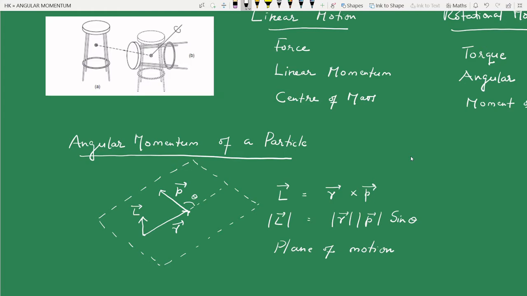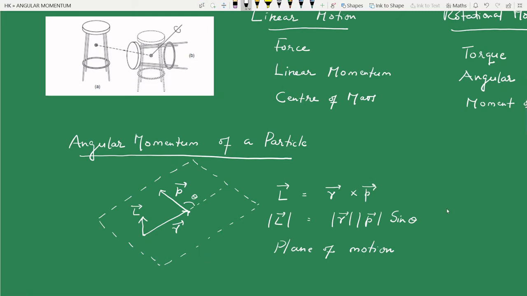So how do we fix the direction of the angular momentum vector? Because if you have a plane of motion containing r and p, there can be two directions perpendicular to this plane. One can be perpendicular and upward, and the other perpendicular and downward, or we can say outward and inward. So how do we fix the direction? This is the same as how we fix the direction of the cross product between two vectors. We will look at it a little later.